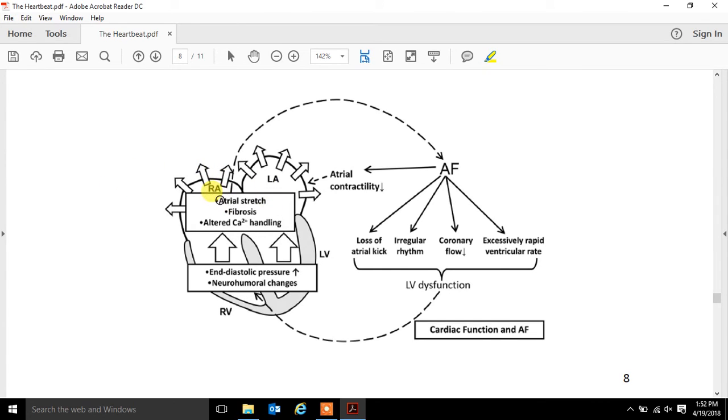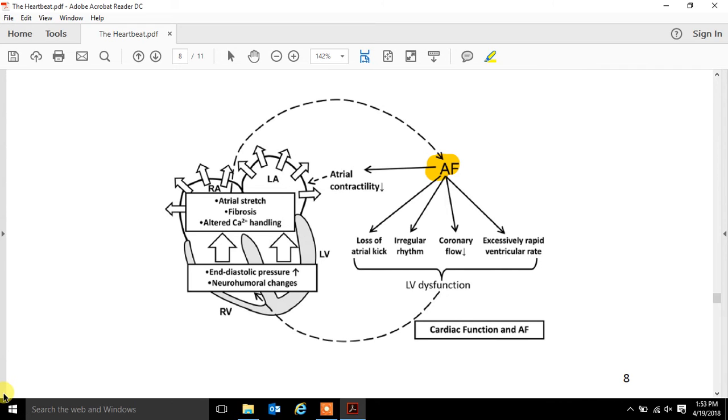So here, things like atrial stretch, fibrosis. We're going to talk primarily about altered calcium handling. That's really what's at the root of the matter here. All of these things give us AFib. Okay, so what happens if you screw up the atrium?